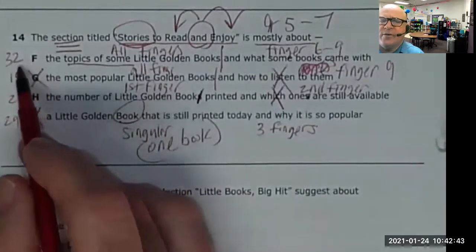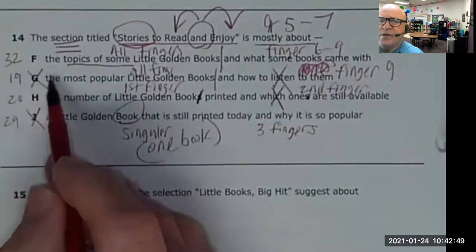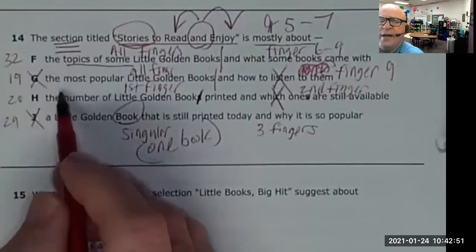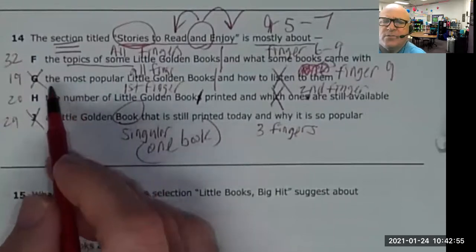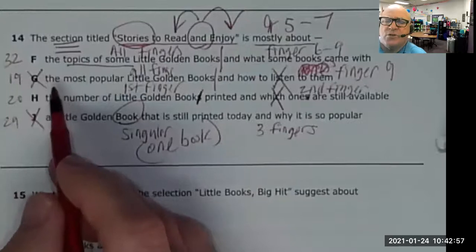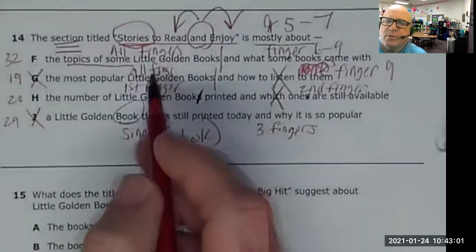Well, only a third of your kids chose the correct answer. That means 2 out of every 3 chose one of these. Let's find out why they would have chosen the wrong answers. Almost 20% chose G, the most popular little children's books.